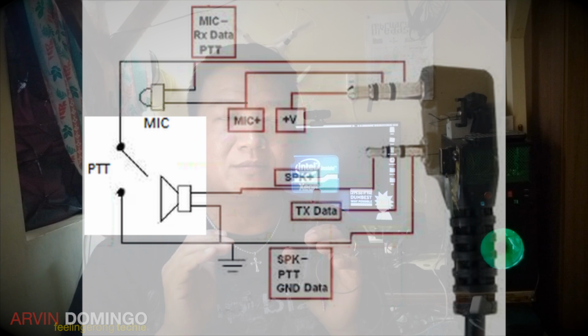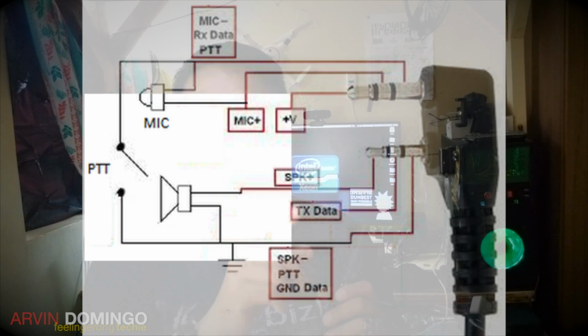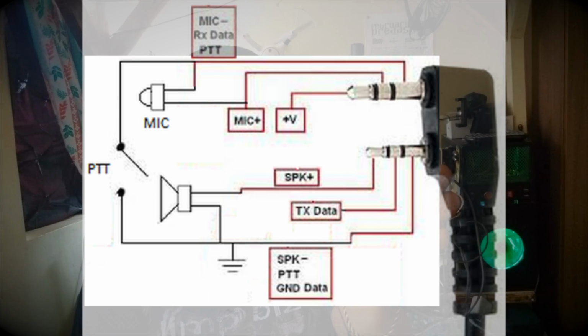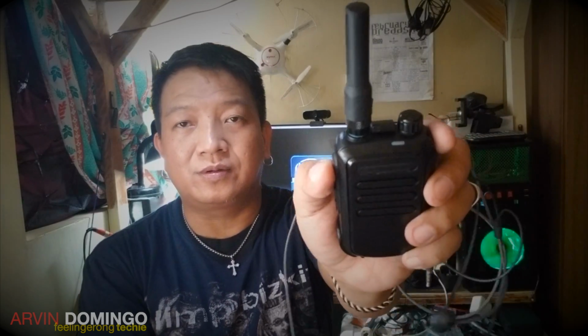How the push to talk button of the two-way radio works is that it connects the ground connection of the microphone and the speaker part of the two-way radio, because normally it is not connected. In order for you to activate the push to talk, you need to short circuit, or close the loop on the ground of both the microphone and the earphone.